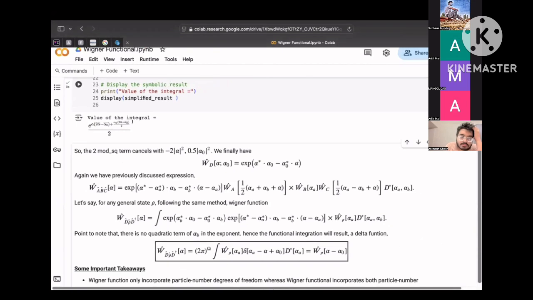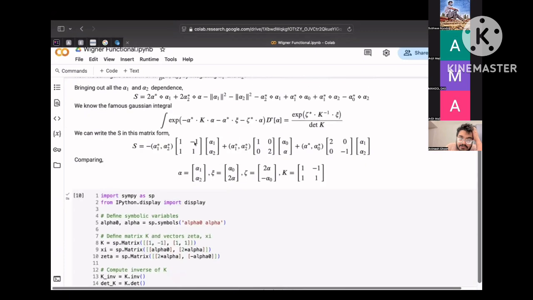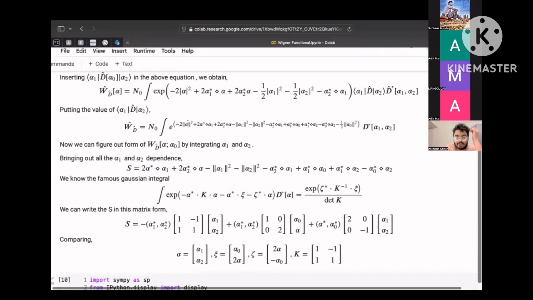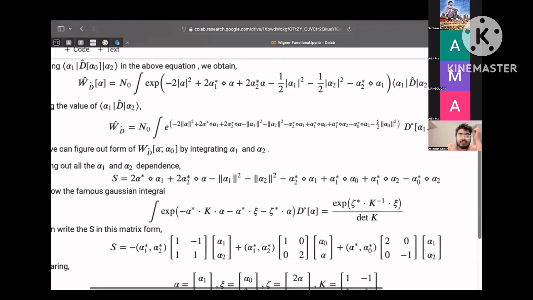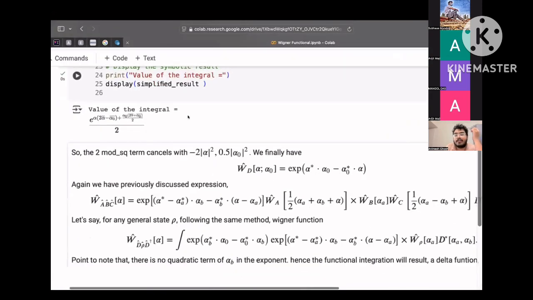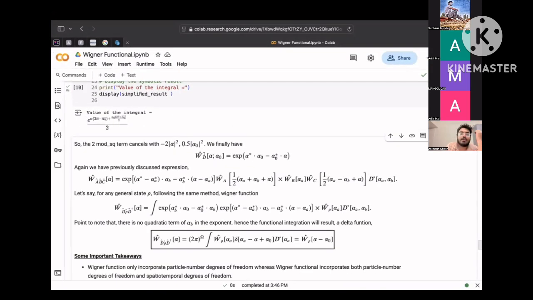Okay, so this looks like this. If you think about it carefully, earlier we said that we have 10 terms here, out of which 8 have alpha 1 and alpha 2 dependence. Those not dependent on alpha 1 and alpha 2 are these two terms, alpha 0 and alpha. These appear over here as well, and they will cancel exactly. So after all, the Wigner functional representation of the displacement operator, starting at alpha 0 with a displacement of alpha, looks like exponential of alpha star alpha naught minus alpha naught star alpha.